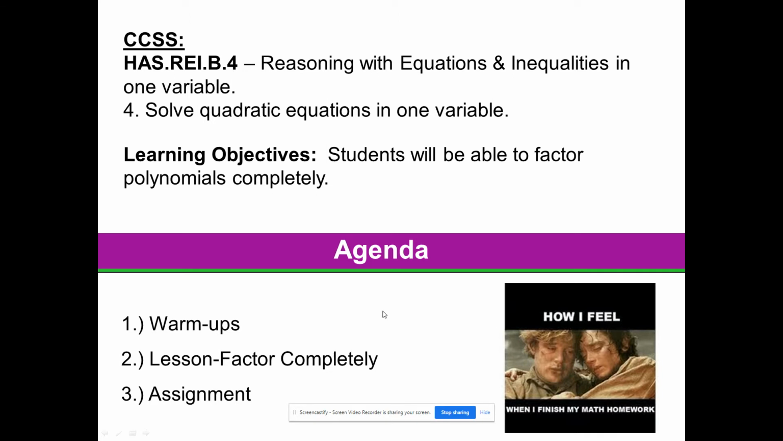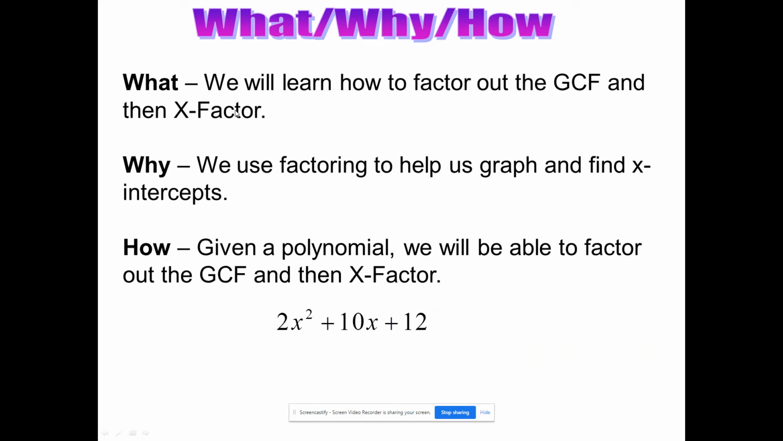There's a good old Frodo. So what are we going to learn? We're going to learn how to factor out the GCF and then X factor. Okay, again, this helps us when we're graphing and finding x-intercepts. And how do we know if we've accomplished today's objective? Well, given a polynomial, more specifically a quadratic, we will be able to factor out the GCF and then X factor. So here's the first example we're going to do, this one here.